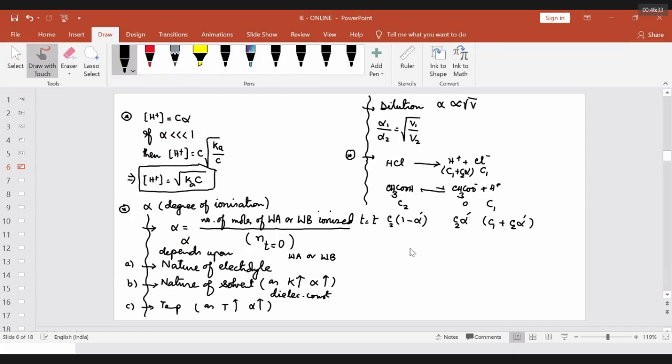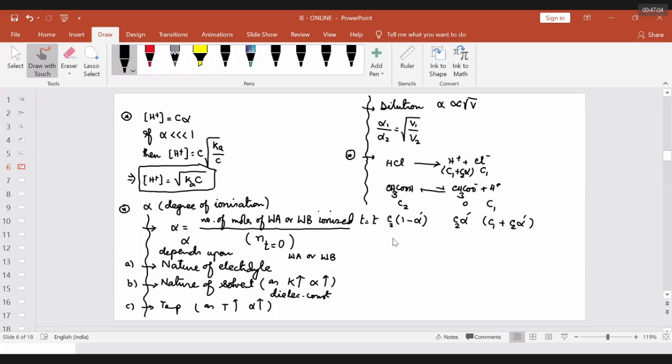Again, I am repeating the sentence. Alpha was the degree of dissociation of acetic acid in the absence of HCl. In the presence of HCl, since it is a strong electrolyte, we have a large number of H plus ions available. Therefore, overall H plus ion concentration increases. Hence, backward reaction is favored. What is the meaning of backward reaction? Dissociation is decreased. Therefore, the new value of alpha is alpha dash.